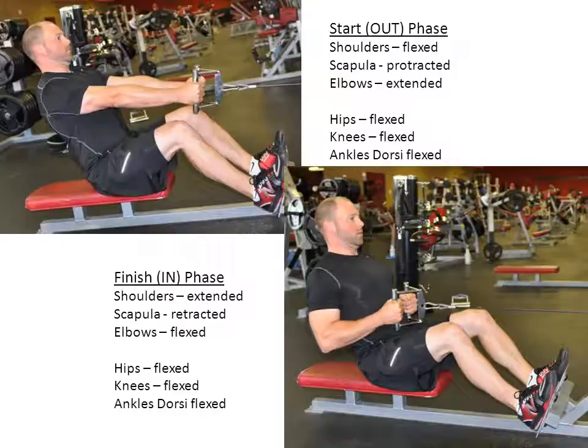His hips are flexed. You can see that his hips are brought upwards, and his knees are also flexed. As his toes are also brought upwards, he's dorsiflexed at the ankle.